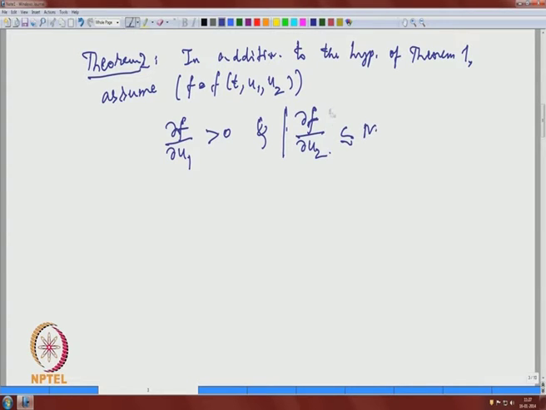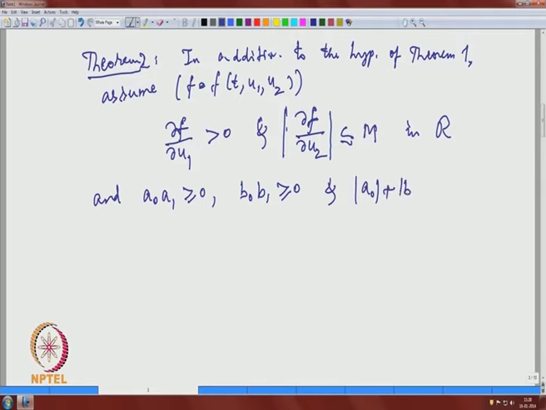This is not norm, just absolute value in R. That is the region stated in theorem 1, and so A 0, B 0, A 0 A 1 have same sign and B 0 B 1 have same sign, and A 0 and B 0 do not vanish simultaneously.